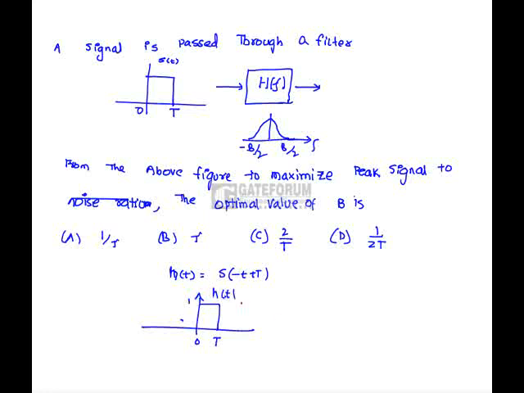This is H of T. If we apply the Fourier transform to this one, we will get the bandwidth as, this is T by 2, this is minus T by 2. Hence B by 2, this is 1 by T, this is 1 by T. So B by 2 should be equal to 1 by T, that is B equals 2 by T. Hence option C is correct.